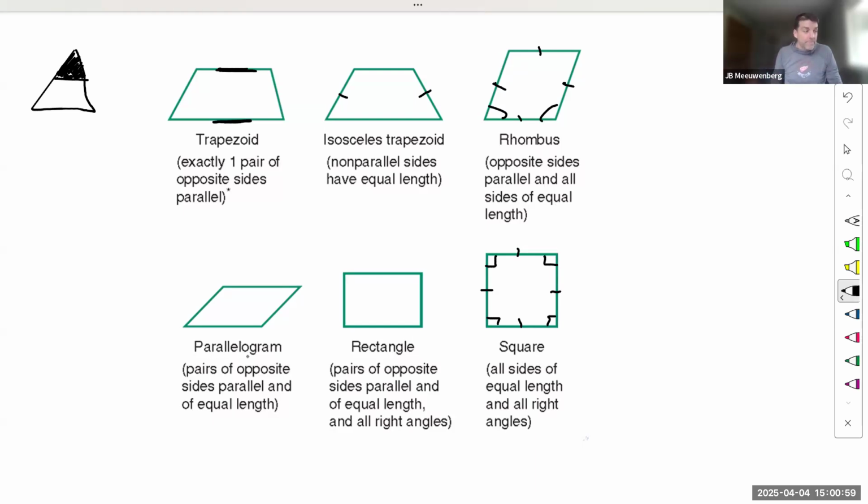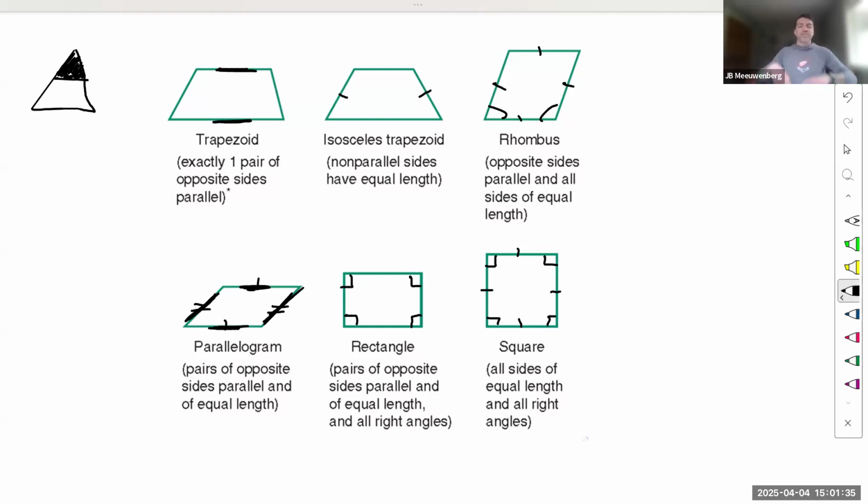A parallelogram means that pairs of opposite sides are parallel and they're also of equal length. So this side and this side are parallel. They're also of equal length. This side and this side are also parallel. They're of equal length as well. And then a rectangle is really a parallelogram that has 90-degree angles. Pairs of opposite sides are parallel and equal length, and it has all right angles.